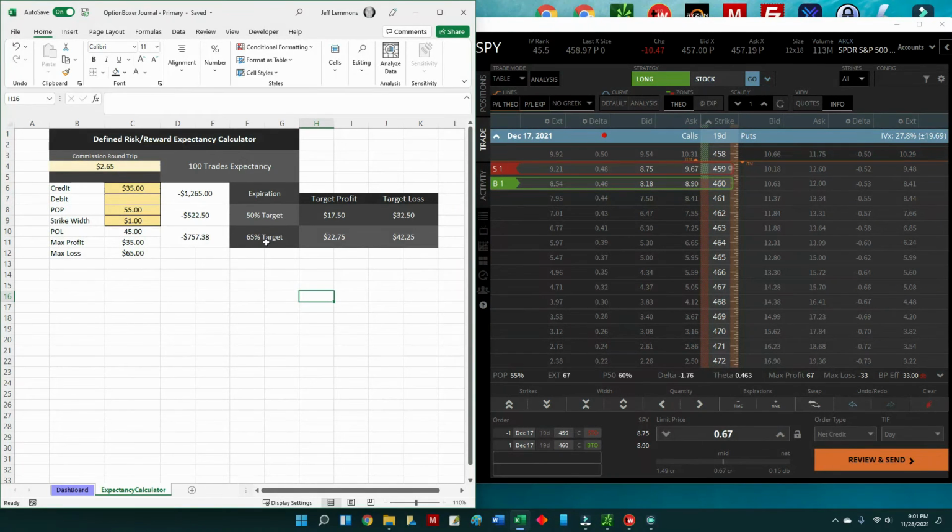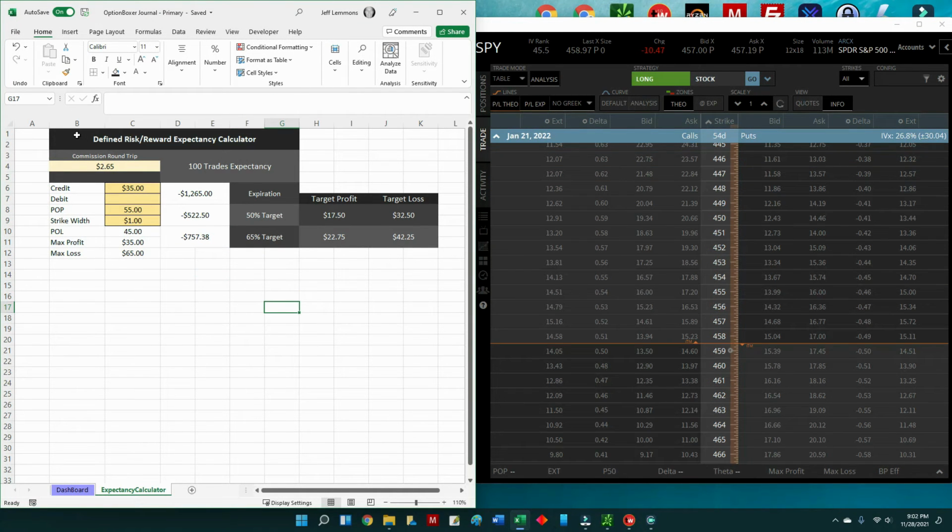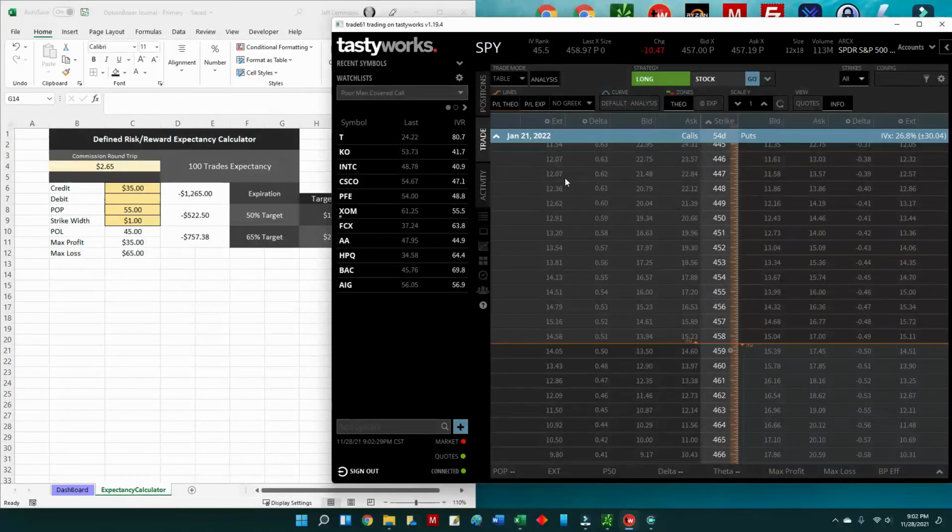And you can see here at a 65% target, of course, you're going to lose more. That's all this calculator is designed for, but there's a lot of power in seeing it represented here, seeing the number as it's calculated out over 100 trades. So let's build a couple more. SPY right now, these numbers are just not reliable. You can see that bid-ask spread is crazy.